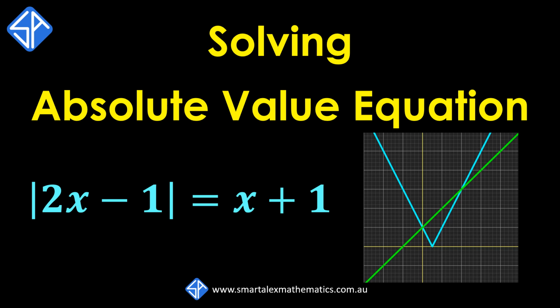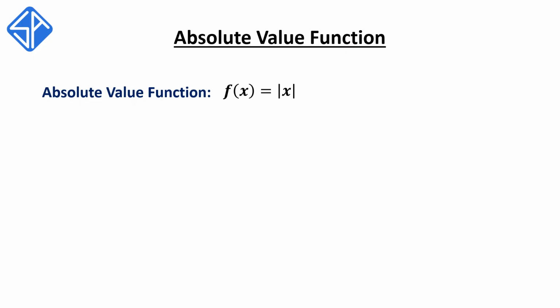In this video, we're going to look at how to solve the absolute value equation: absolute 2x minus 1 is equal to x plus 1. To begin with, we need to understand what is an absolute value function.